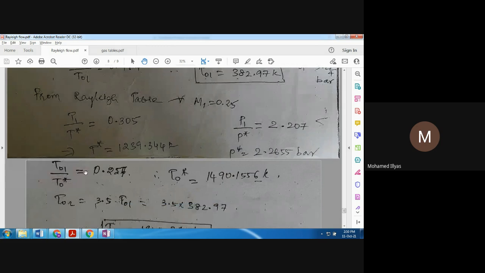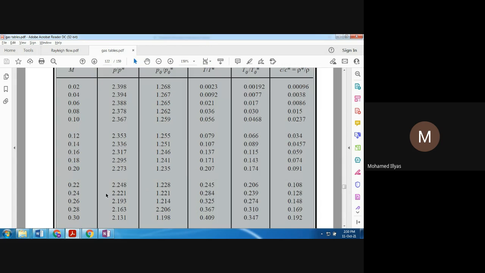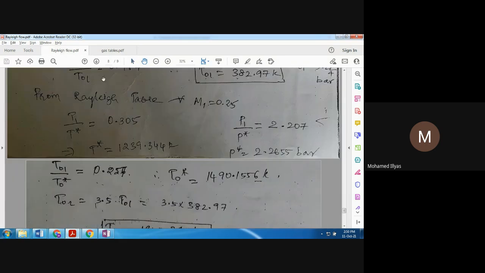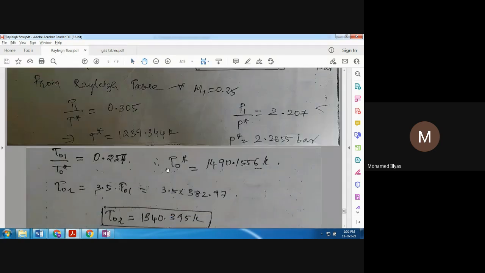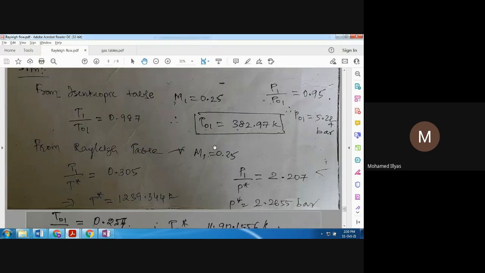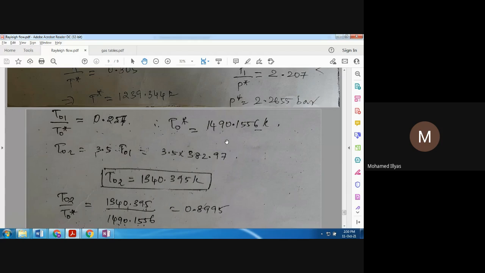So we can also get the stagnation temperature ratio T naught by T naught star for this 0.25, which is in the fifth column: 0.239 and 0.274, and the average we will get is 0.257. And T star we got, because we know T naught 1 here, so we got the T naught star.